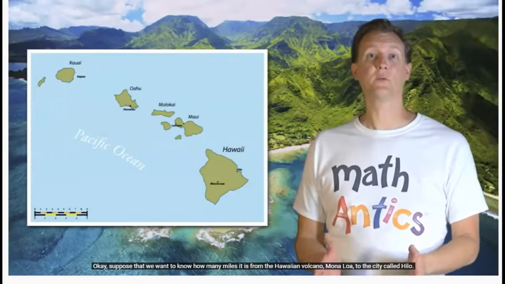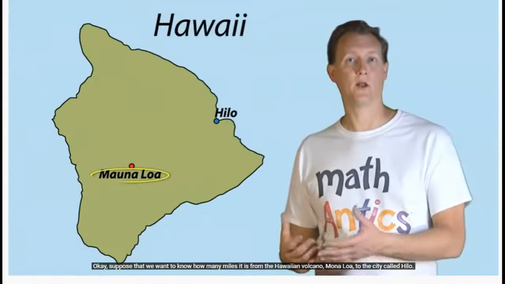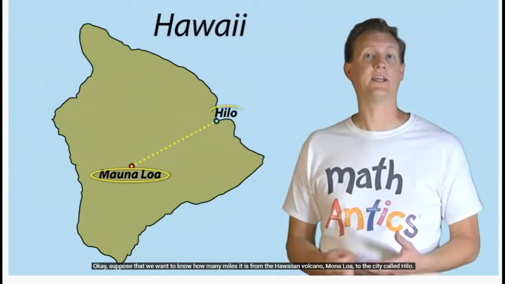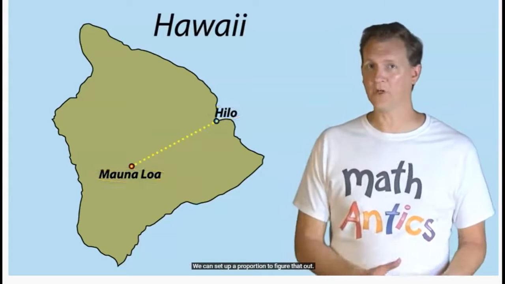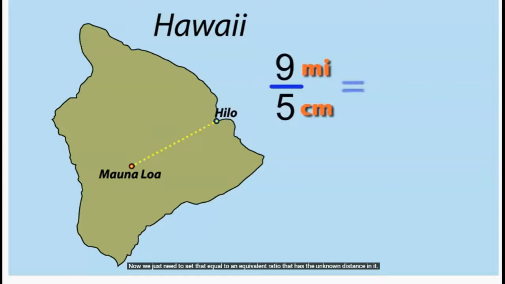Okay, suppose that we want to know how many miles it is from the Hawaiian volcano Mauna Loa to the city called Hilo. We can set up a proportion to figure that out. The ratio that we already know is 9 miles per 5 centimeters. Now we just need to set that equal to an equivalent ratio that has the unknown distance in it.